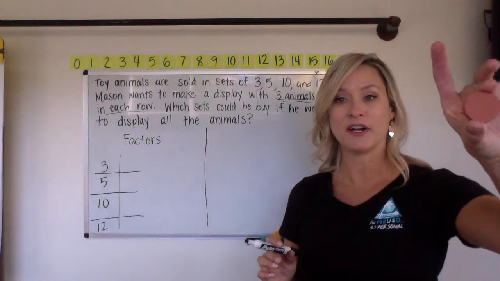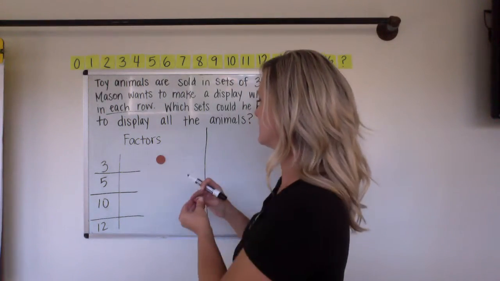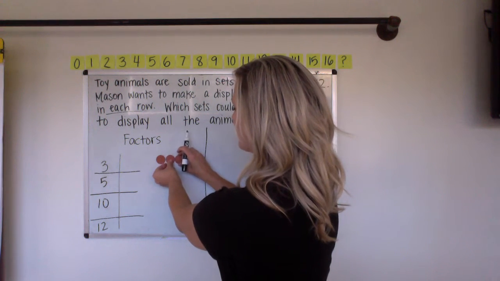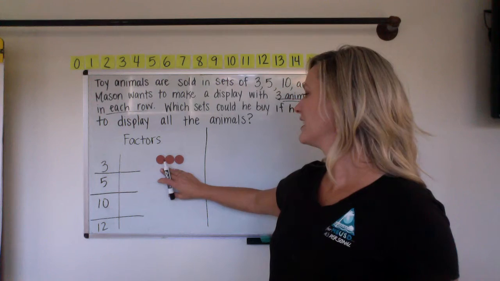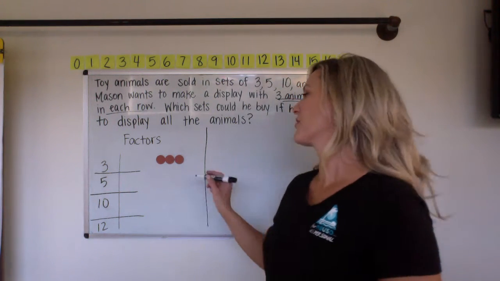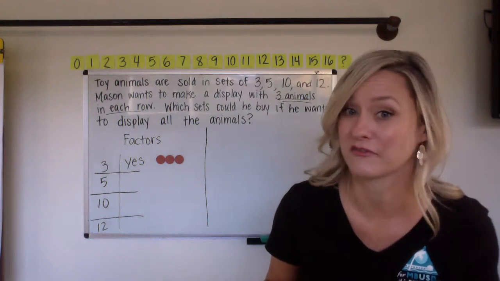So will that work out if he buys the pack of 3 animals? Let's find out. You already knew that would work, right? So of course he could make a display with 3 animals in one row. So that would be a yes. 3 is a factor of 3.